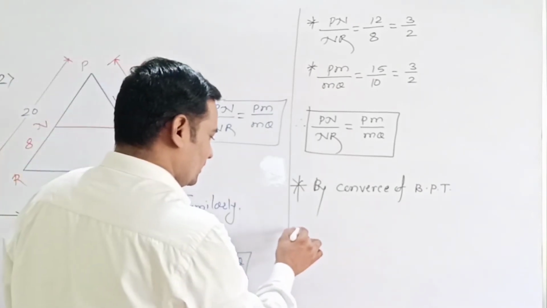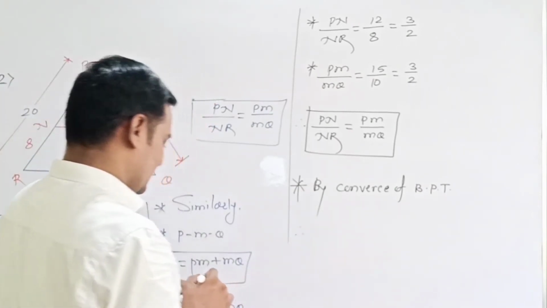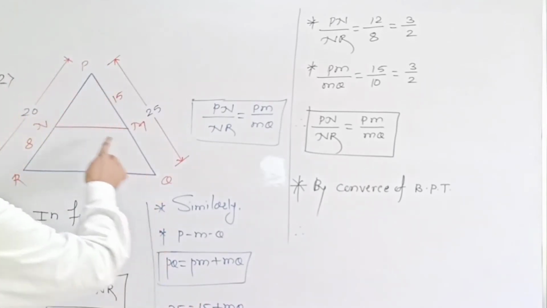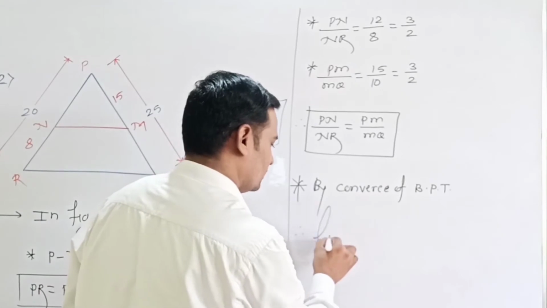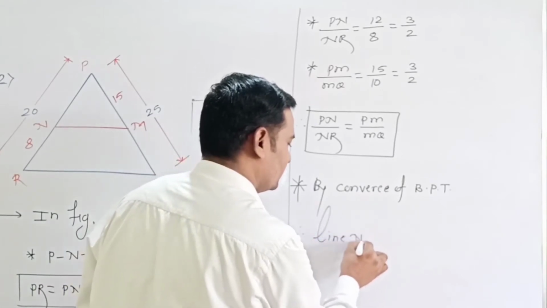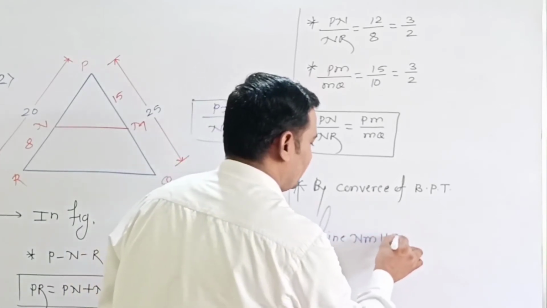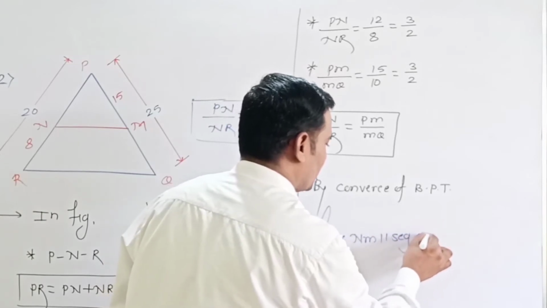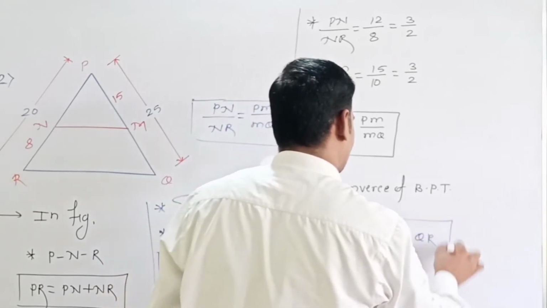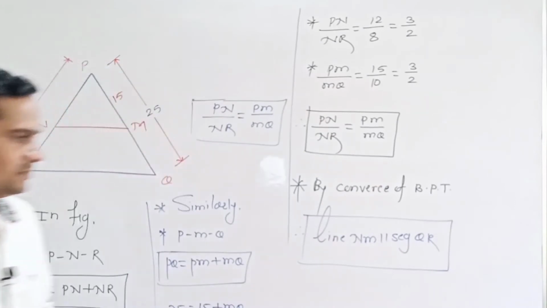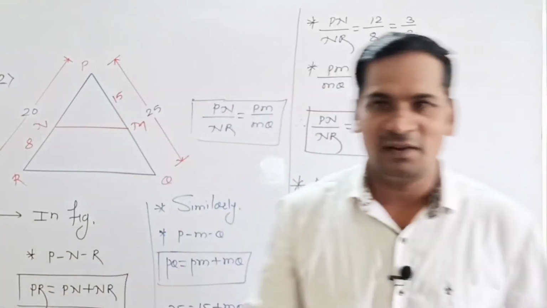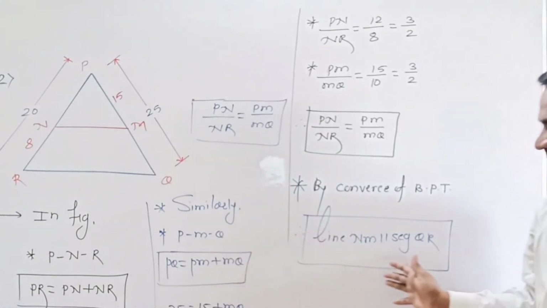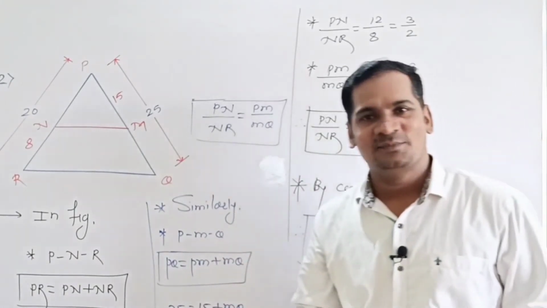So what will be the answer? That answer is line NM is parallel to segment QR. In this way, easily we can solve that question number 2. How simple is this? Okay, so let's move toward the next question.